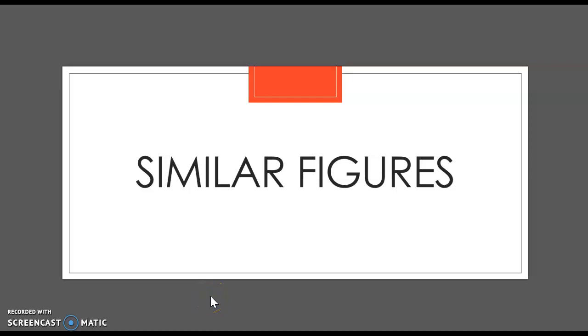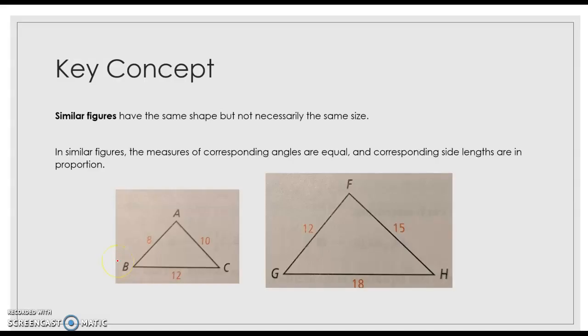Alright, so we're going to bring some geometry into this, and the reason is because this geometry uses proportions in order to solve. So we need to talk about what similar figures are. Similar figures are shapes that have the same shape but not necessarily the same size. So like in this example, we have two triangles. They are both the same type of triangle. They have congruent angles, but their side lengths are proportional.